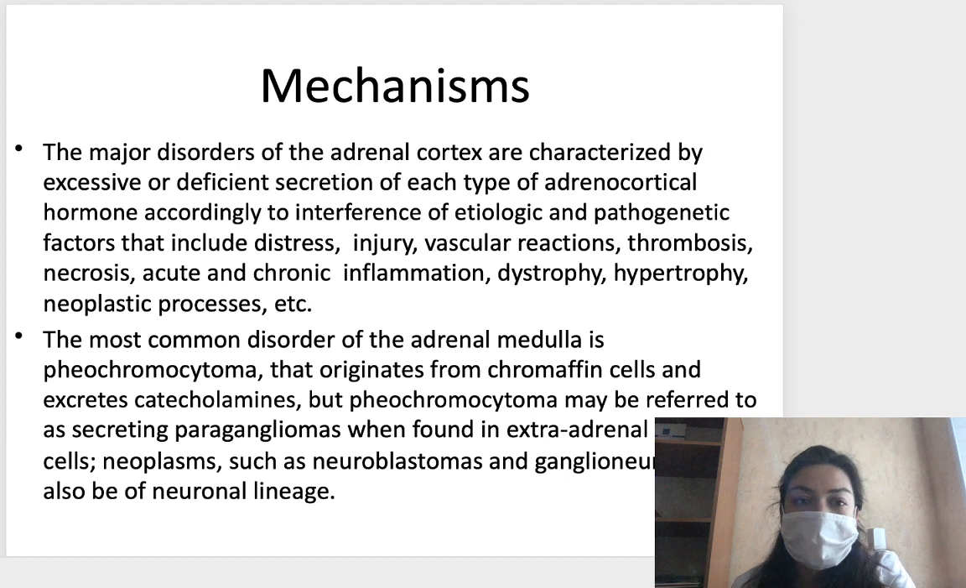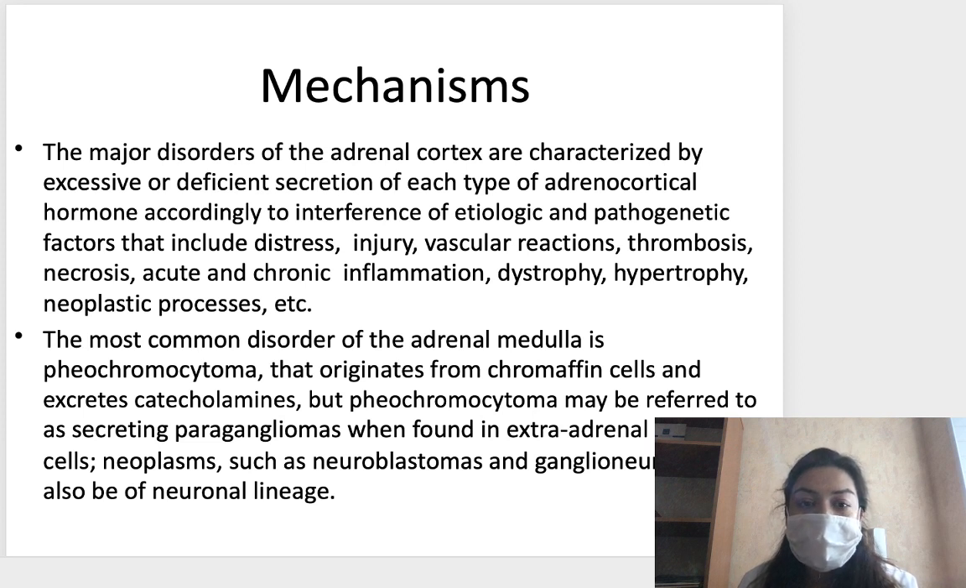Mechanism of adrenal disorders. The major disorders of the adrenal cortex are characterized by excessive or deficient secretion of each type of adrenocortical hormone, due to interference of etiologic and pathogenetic factors that include distress, injury, vascular reaction, thrombosis, necrosis, acute and chronic inflammation, dystrophy, hypertrophy, neoplastic processes, etc.